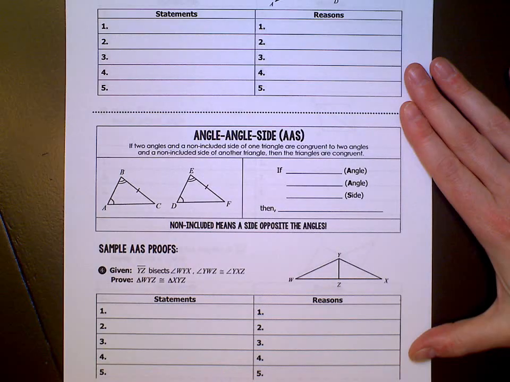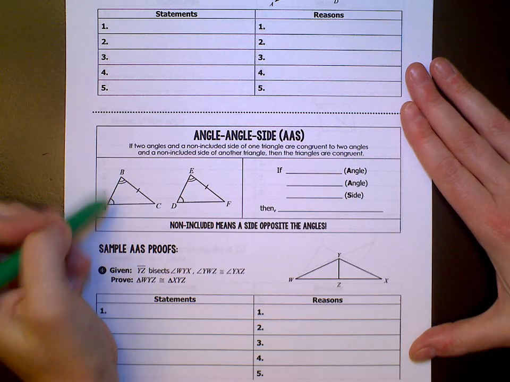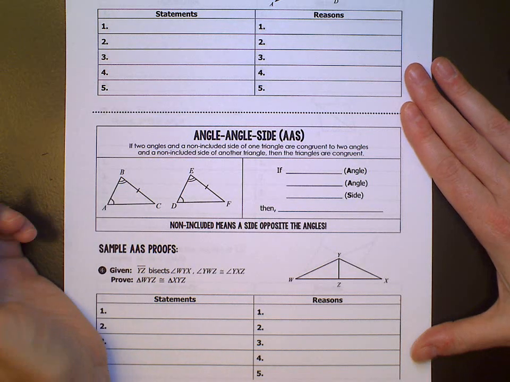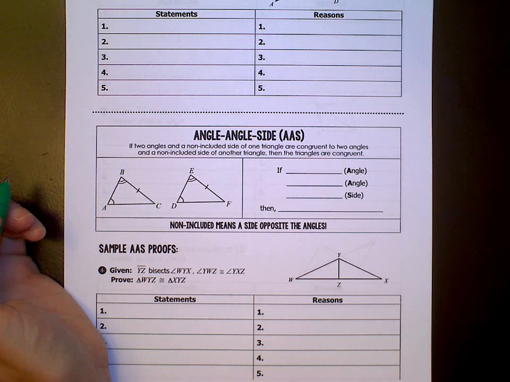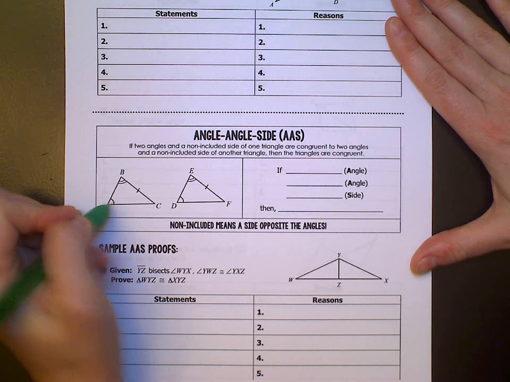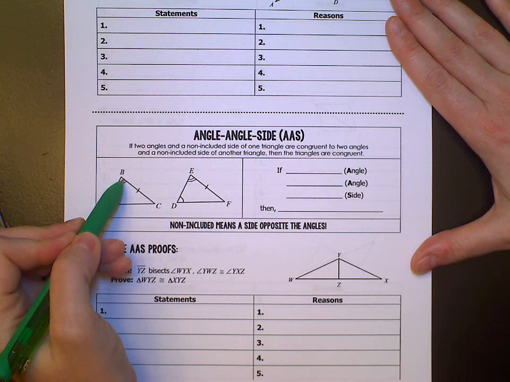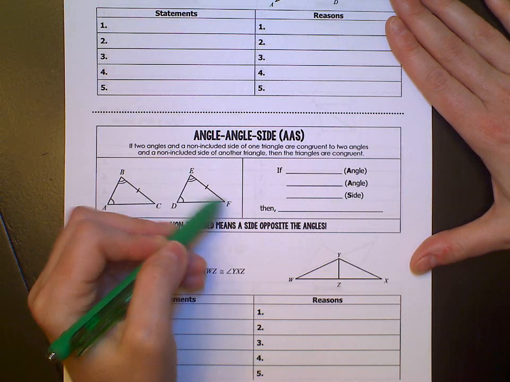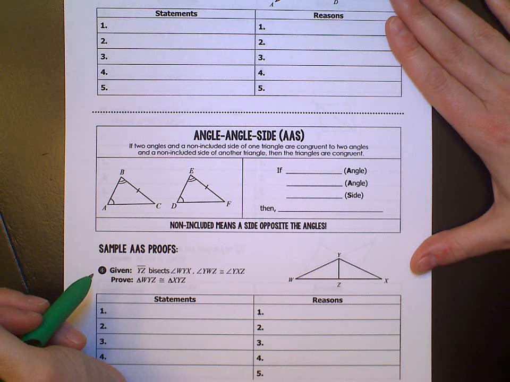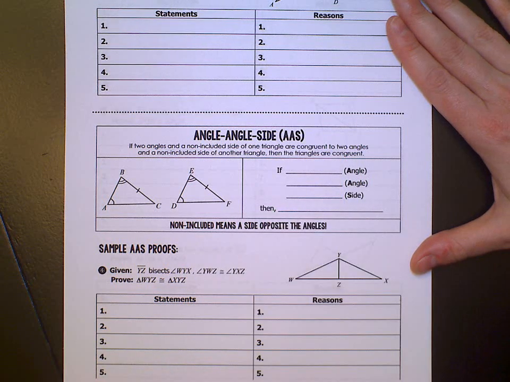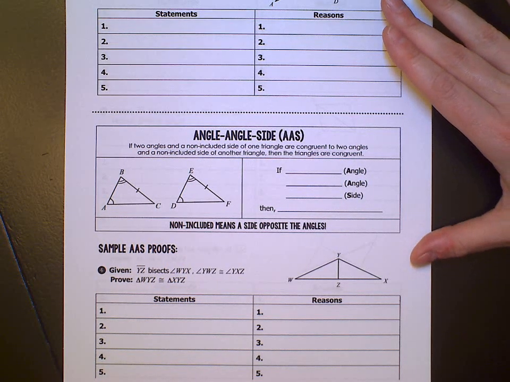Okay, the next type of congruence that we've got is angle, angle, side. So we need two angles in a row and then a side on the outside of those, or on the end of them. Okay, so we could say A is congruent to D, and then we could say B is congruent to E, and then we would say BC is congruent to EF, and we would have angle, angle, side. I'm not going to fill this in because you're going to get the answer key in a minute anyway.